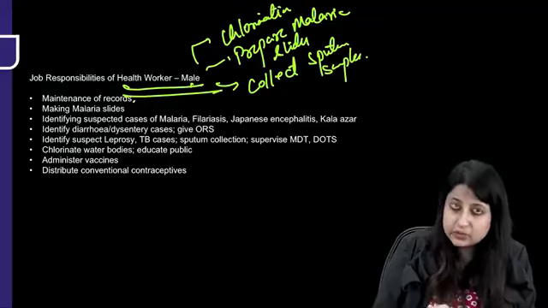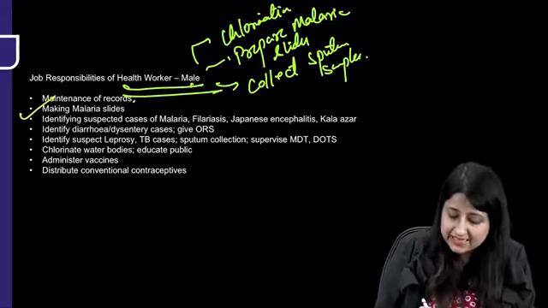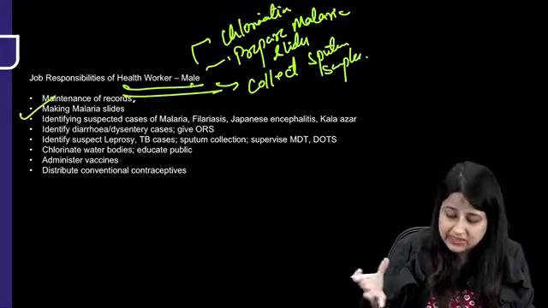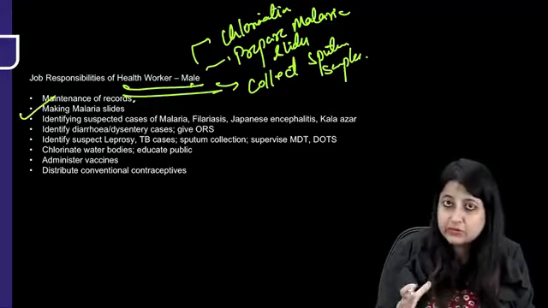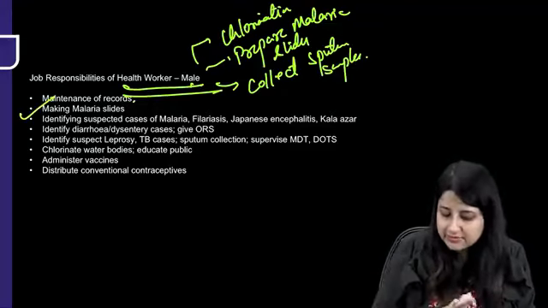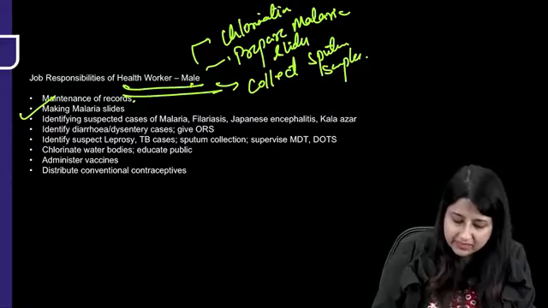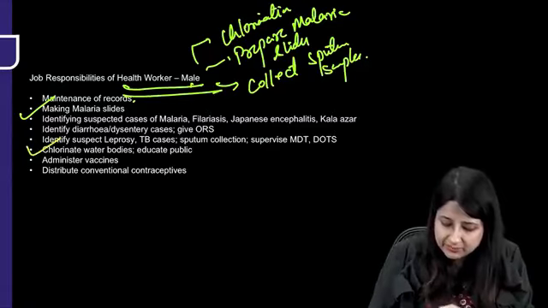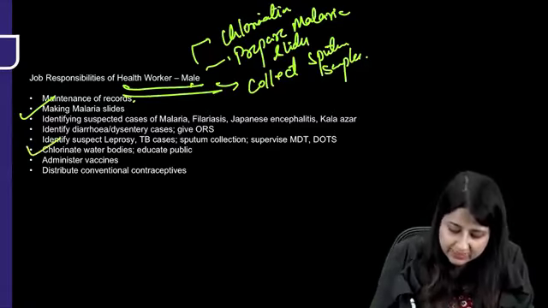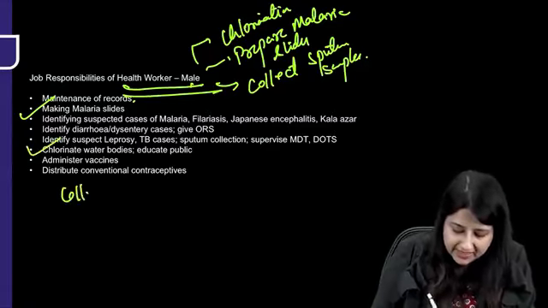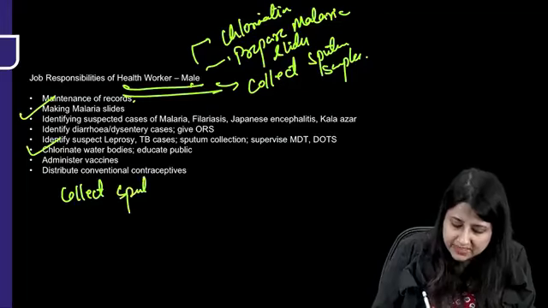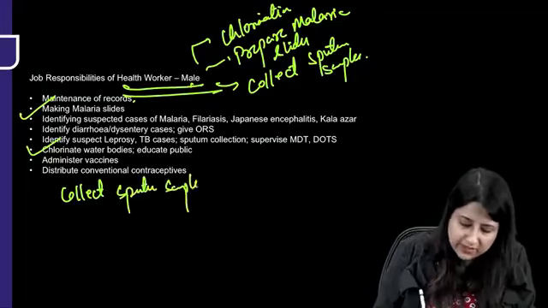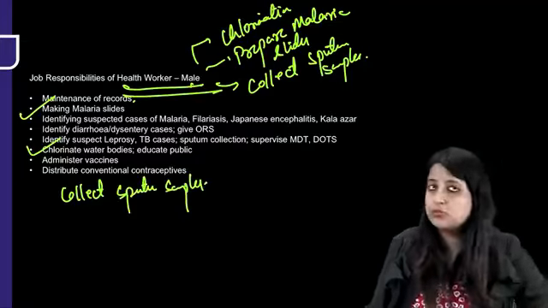Maintaining of records, both can do. This is special malaria slides. Identifying cases of communicable, non-communicable disease, both can do. Giving ORS, giving contraceptives, both can do. Vaccinating, both can do. Chlorinate water bodies is the function of male multipurpose worker, and also collects sputum samples. Here you can write collects sputum samples. So you must know the job responsibility of male and female multipurpose worker.